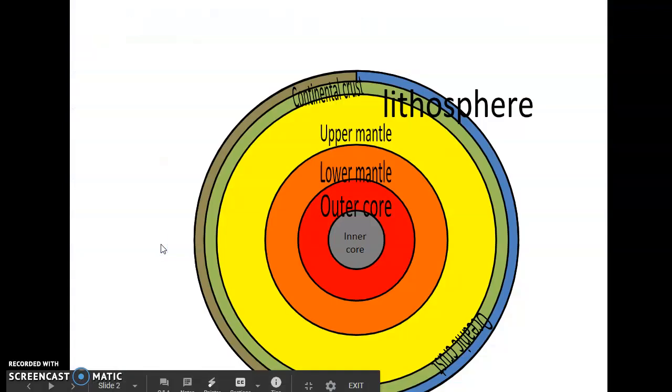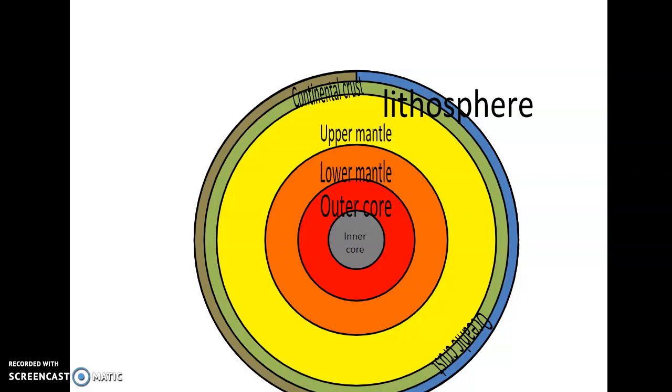Before you get started, copy this down into your input. So this shows the inside of the Earth with the inner core in the middle, the outer core, lower core, upper core, and then this outer portion called the lithosphere, which includes the continental crust and the oceanic crust. Once you're done copying this down into your input, feel free to move on.